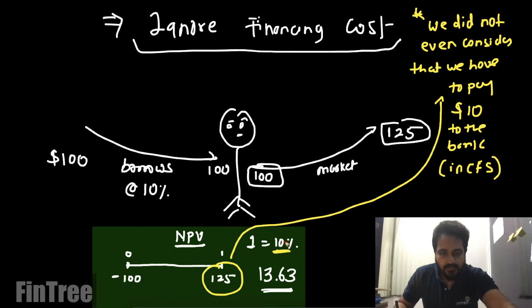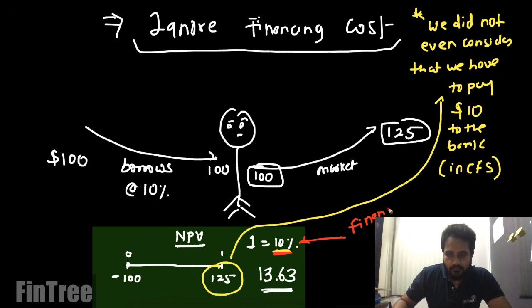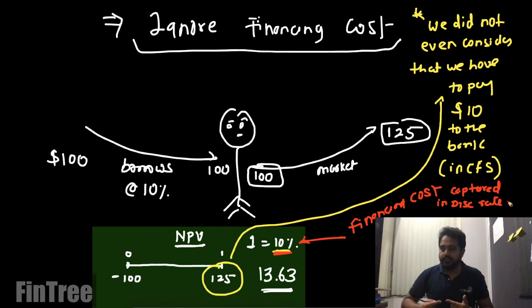Because that financing cost is captured in the discount rate. So you don't want to double count it. You don't want to count the same cost twice, and therefore the basic principle that we should ignore the financing cost. So hopefully this makes sense to you.